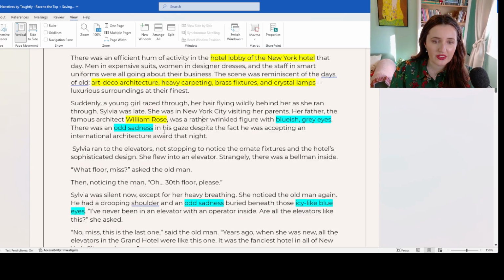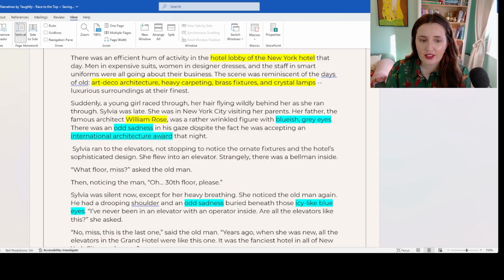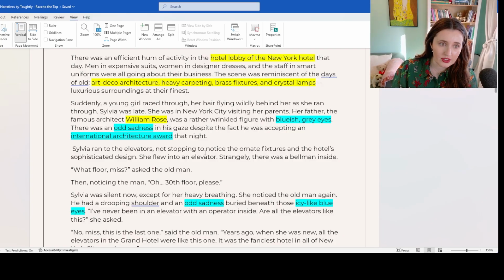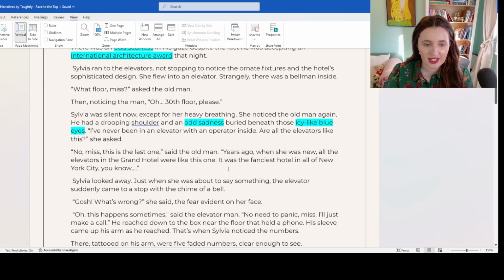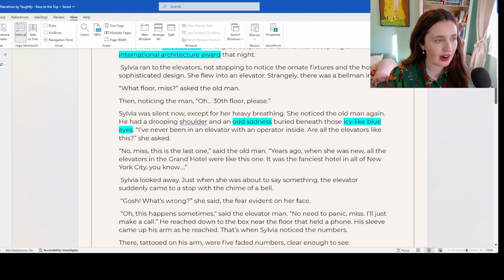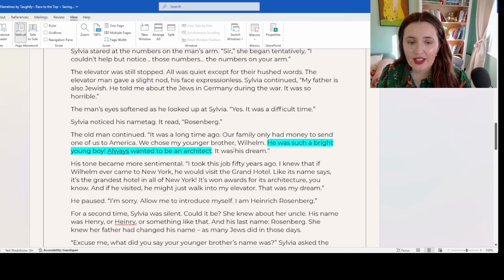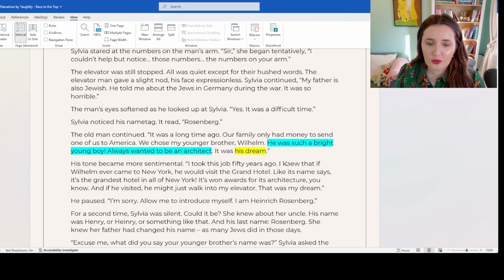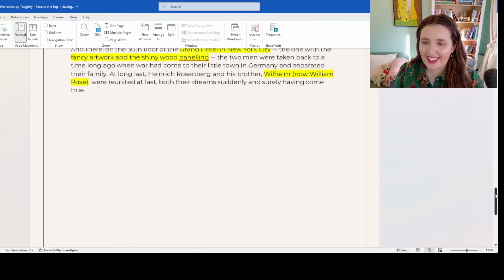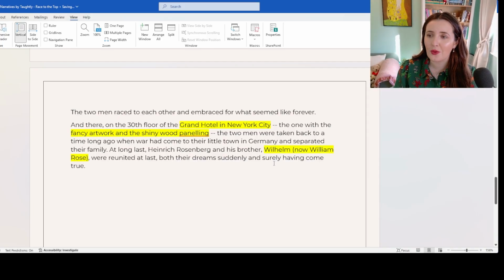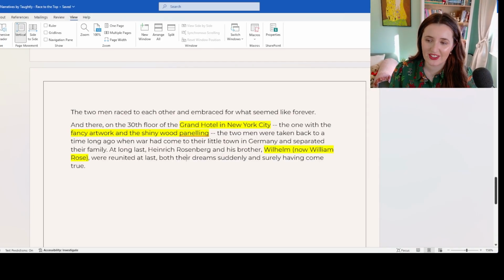We've also got the clue that the father is there to receive an International Architecture Award, and so when the elevator man starts talking about how he worked here because his brother is interested in architecture, we start to go, ooh, okay, is that because they're related? So where's the part with the brother? Here's the bit with the brother. He says about Wilhelm, "He was a bright young boy, he always wanted to be an architect, it was his dream." And even this idea of his dream is brought back in the conclusion, because in the end of the story we learn that both of their dreams have suddenly and surely become true. So everything is really nicely tied together in this circular structure.